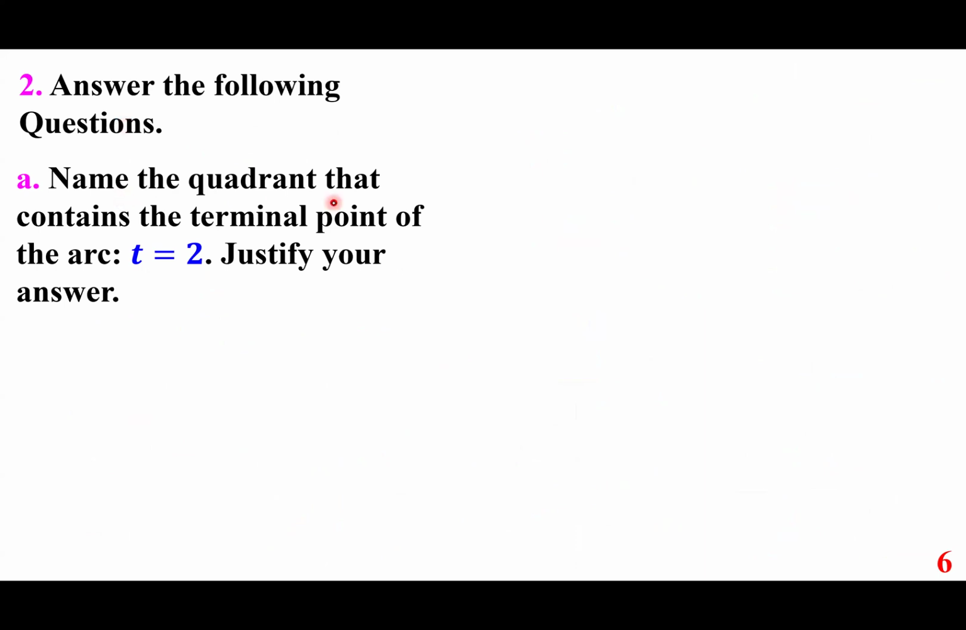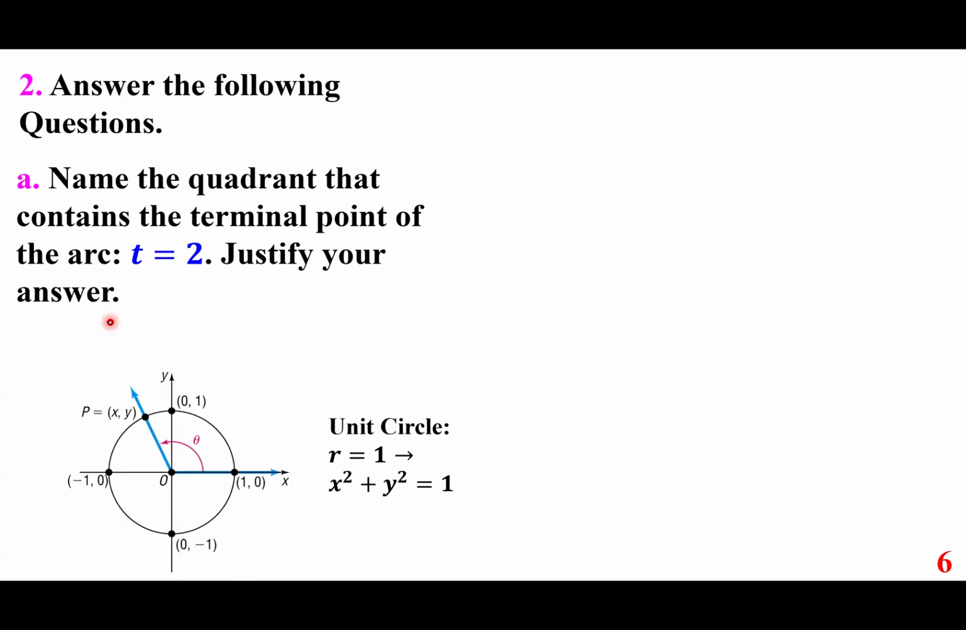We're going to answer the following. We're going to name the quadrant that contains the terminal point of the arc t equals 2. Justify your answer. Reminding you, a circle centered at 0, 0, the origin, has the equation x squared plus y squared equals r squared. When r is equal to 1, the name is unit circle, x squared plus y squared equals 1.